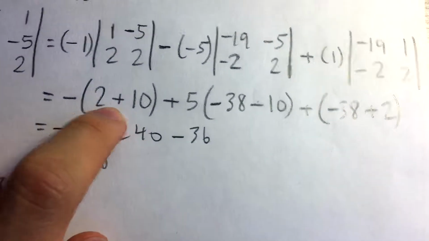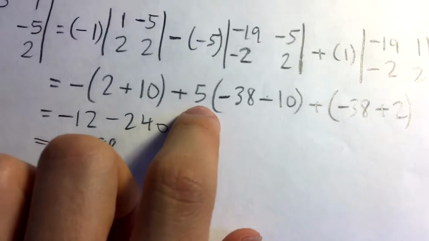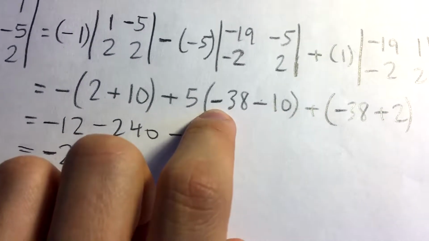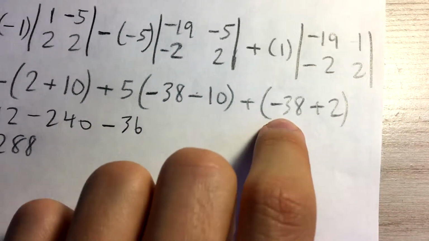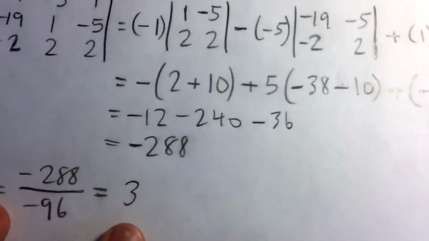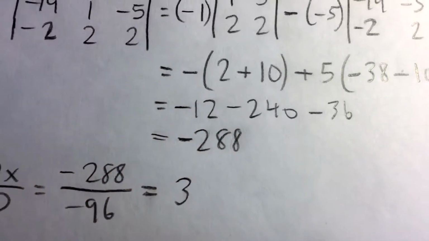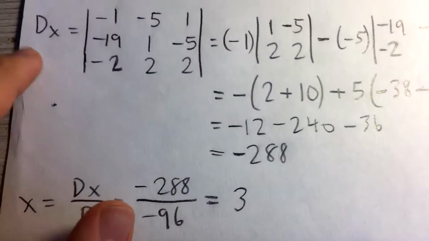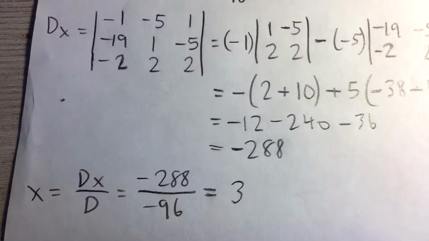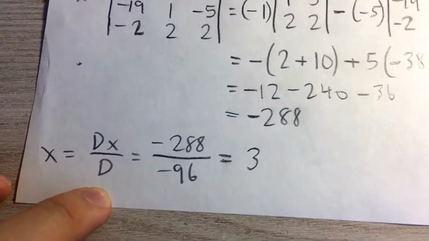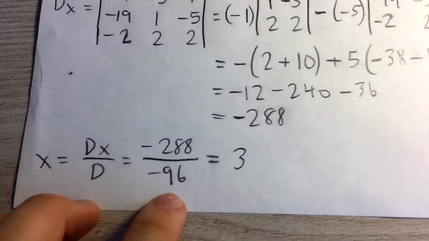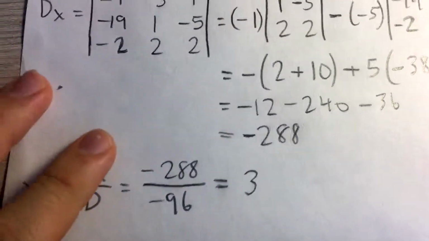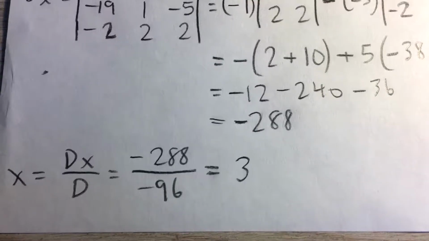Here you can see it's negative 12 plus 5 times negative 48, which will give you negative 240. And here we have negative 36 at the end. So if we subtract it all, we get negative 288, and that's dx. And so that allows us to say that x is dx over d, which is negative 288 divided by negative 96, which gives us positive 3. And so that right there, we just solved for the x variable.